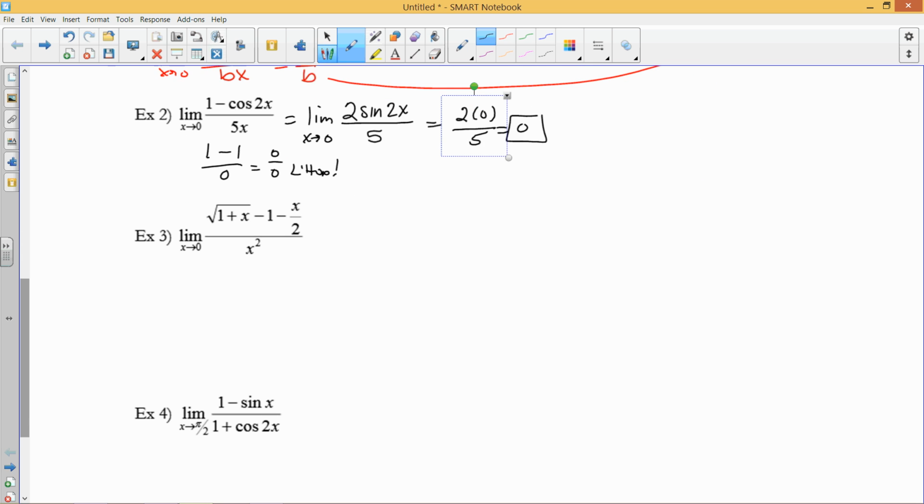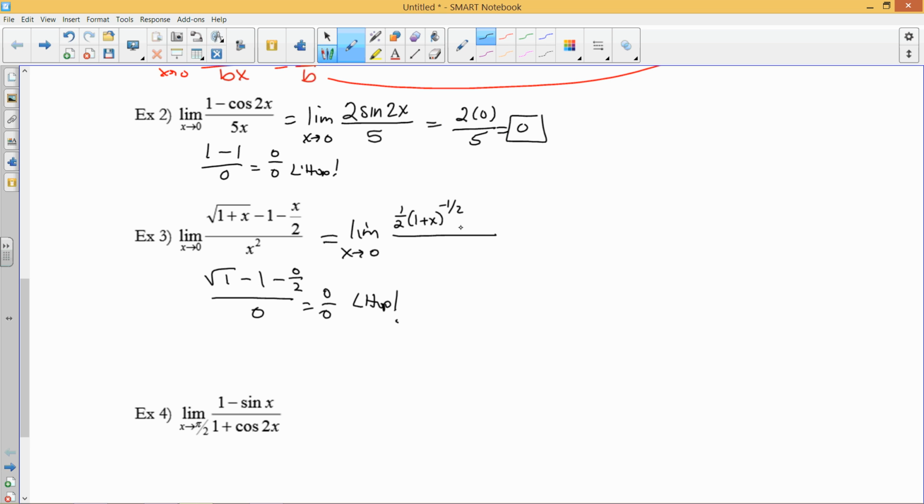Moving on, same thing going on. So if I have 0 here, I'm going to have the square root of 1 minus 0 over 2 over 0. Well, that's going to be 0 over 0, so I can do L'Hôpital. You have to do that first step to make sure you get 0 over 0, or you can't do L'Hôpital. So if I take the derivative now, I'm now going to be evaluating the limit as x approaches 0 of 1 half times 1 plus x to the negative 1 half. Minus 1 goes to 0, then minus 1 half. On the bottom, this is going to be 2x.